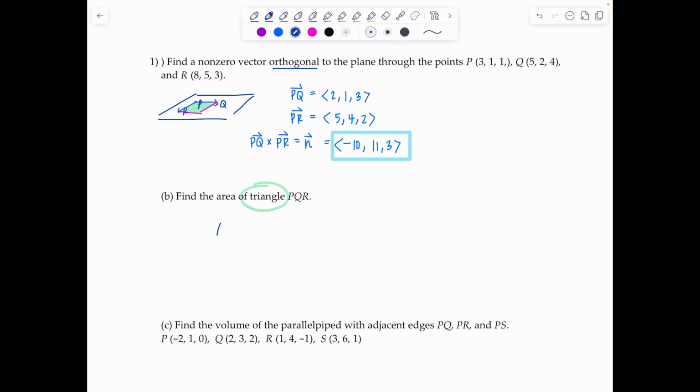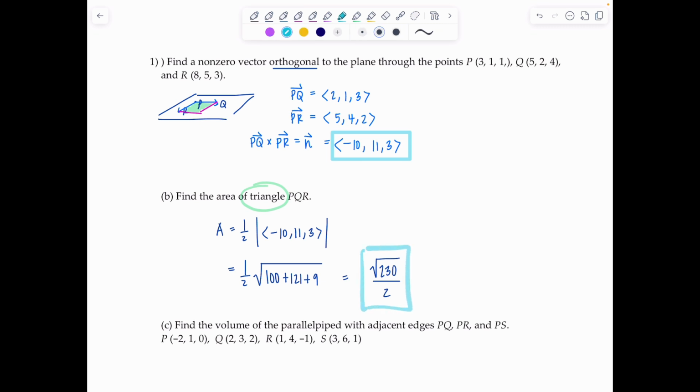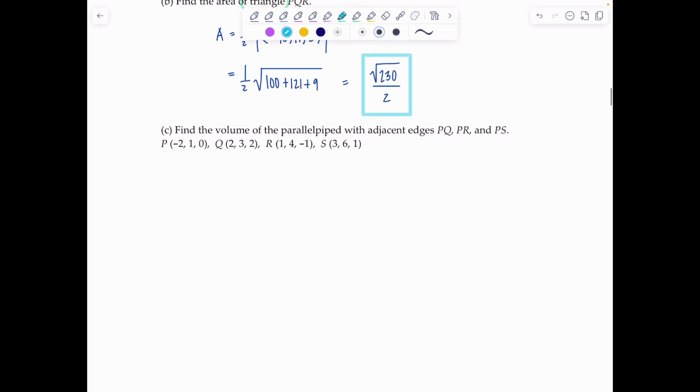So the area of the triangle is going to be 1/2 of the magnitude of that vector from part A. So it's going to be 1/2 times the square root of 100 plus 121 plus 9. So this is going to be root 230 over 2. Boom. Okay, last part of this problem says find the volume of the parallelepiped with adjacent edges PQ, PR, and PS. And then here the points are given.